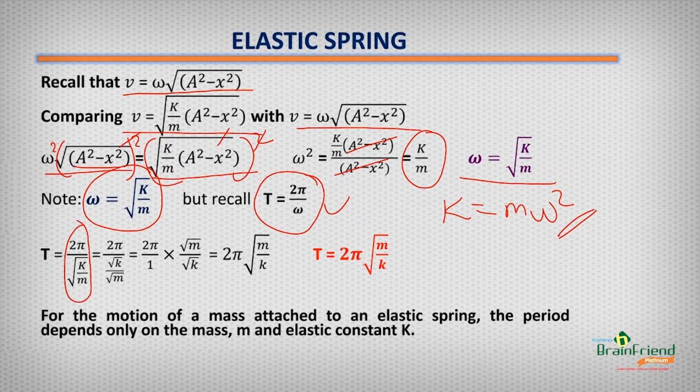This is the same thing as 2 pi over square root of k over square root of m. Simplifying this, we have 2 pi over 1 times square root of m over square root of k. This gives us 2 pi square root of m over k. So the period for a mass attached to an elastic spring is given by the formula T equal to 2 pi square root of m over k. Having done this, let's go on to solve some examples.